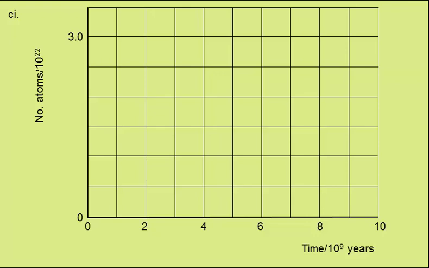In part 1, we need to add to these axes to show how the number of uranium atoms and the number of lead atoms in the rock sample vary over 1 times 10 to the 10 years from formation. We need to label the graphs uranium and lead. Well, at the start, we'll have 3.0 times 10 to the 22 uraniums and no leads.